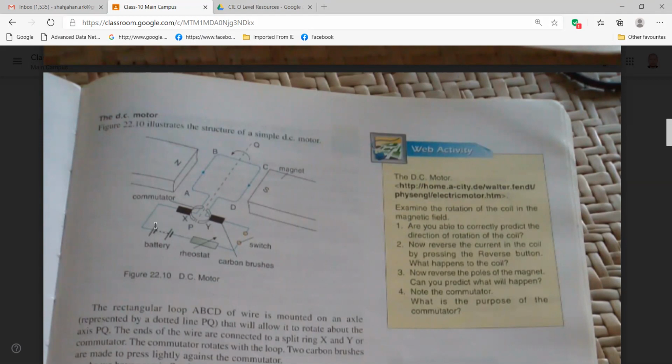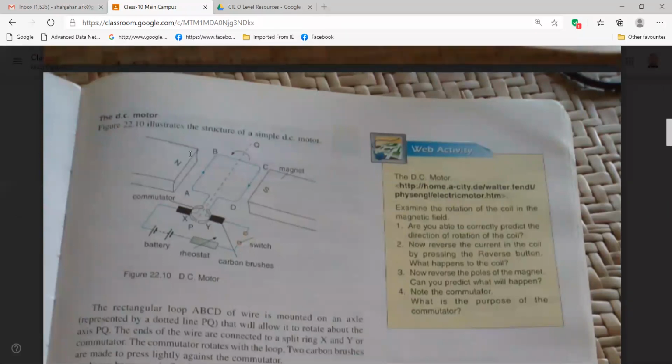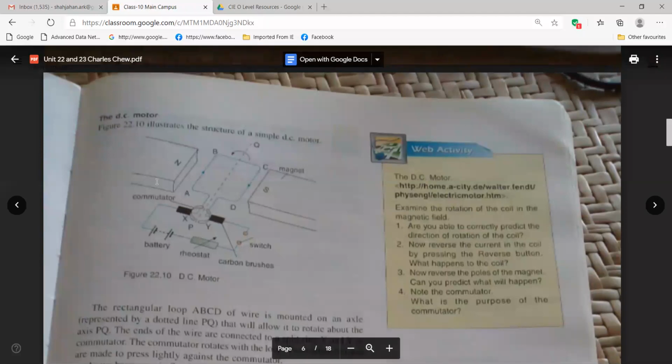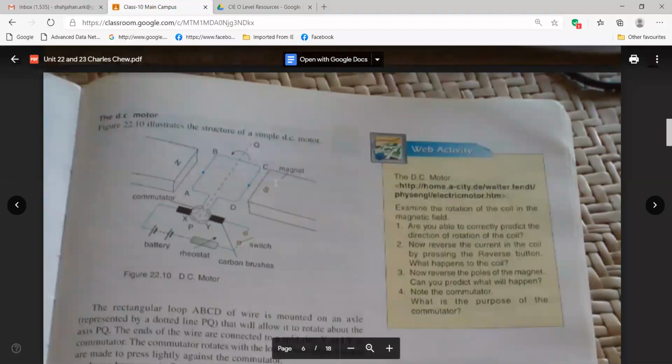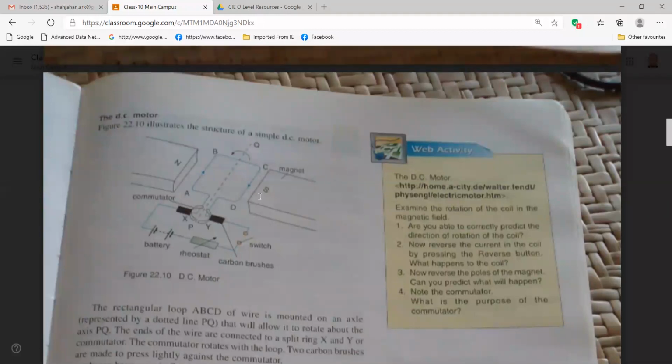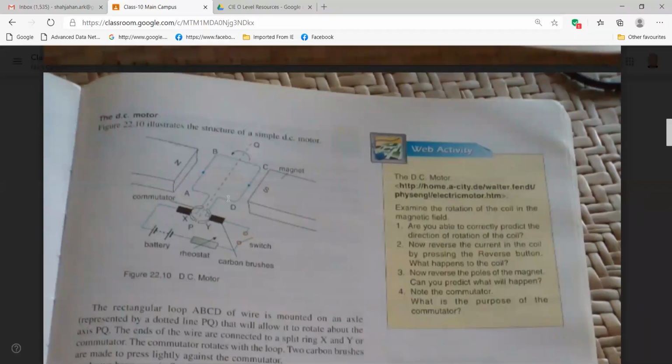Okay, first you write the heading DC motor. Then I am showing you how to draw. First you draw these two bar magnets. You see here, north and south. Look, it's very simple. North and south you draw. Then in between you draw this rectangular shape. You see, coil. Only one coil you draw.